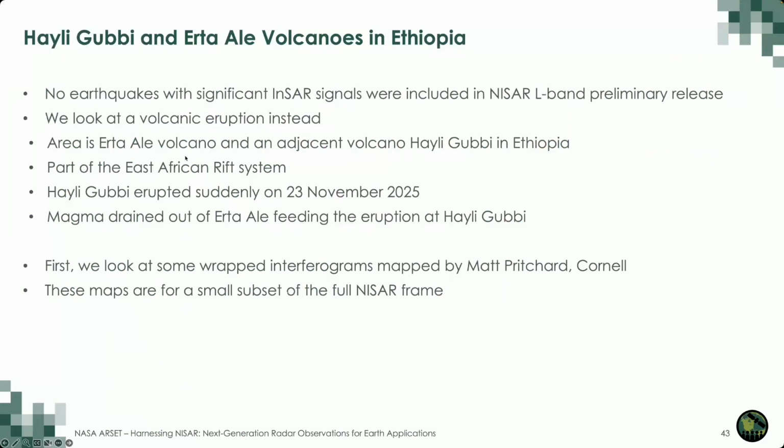The Erta Ale volcano has been very active for decades and has had a lot of eruptions. And then an adjacent volcano called Hayli Gubbi had not been active in historic time, and there are suggestions that it hadn't been active for as much as 5,000 years, although obviously we don't have 5,000 years of recorded history. It's part of the East African Rift System, where the eastern part of the African plate is pulling apart. That gives this extensional stress to the rocks there.